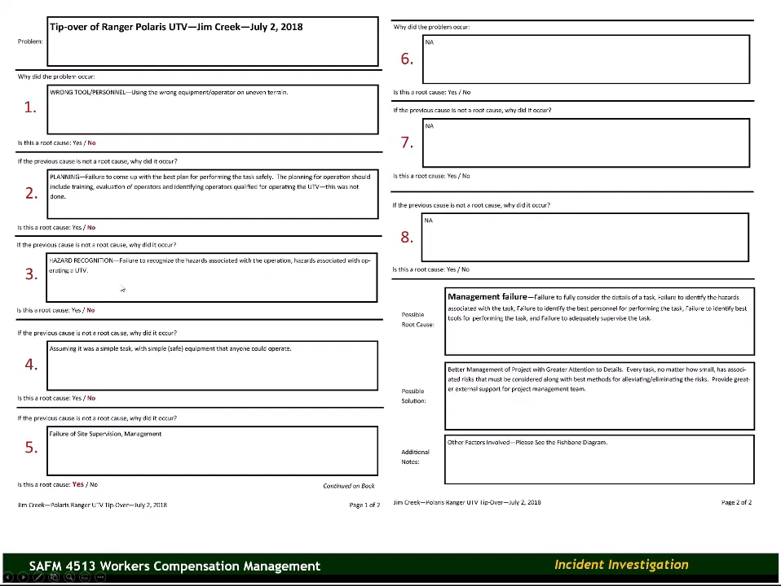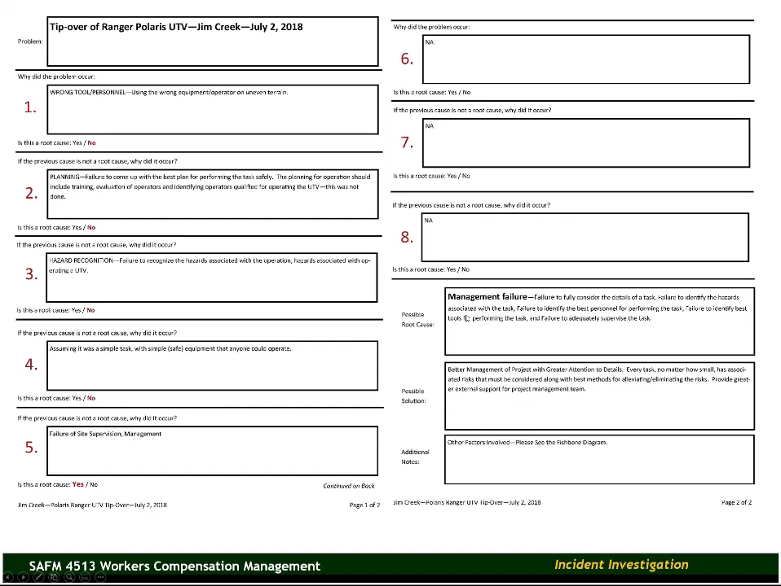Why didn't they recognize the hazard? They jumped to the assumption that it was a simple task with simple equipment that anyone could operate. Why was this assumption made? It was a failure of site supervision. That was the root that I arrived at during my investigation. It was a management failure. It was a project management failure.